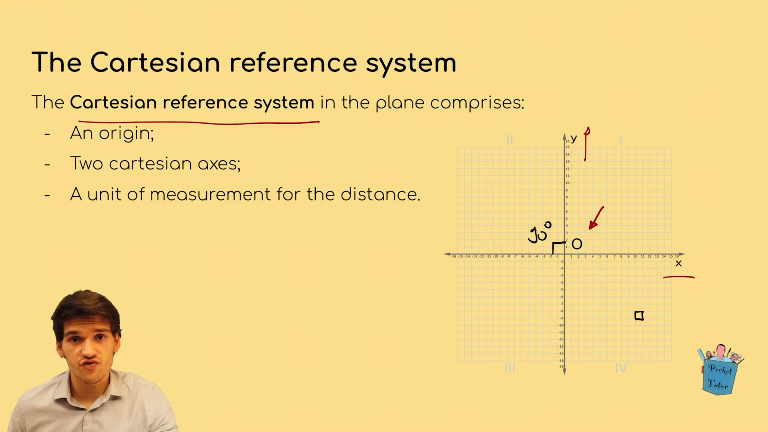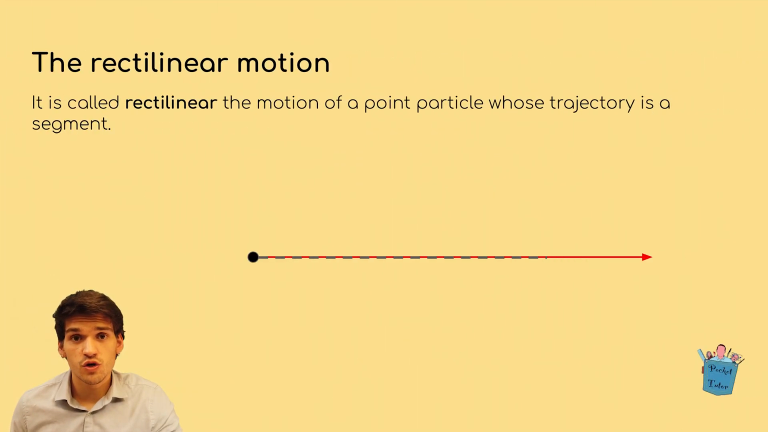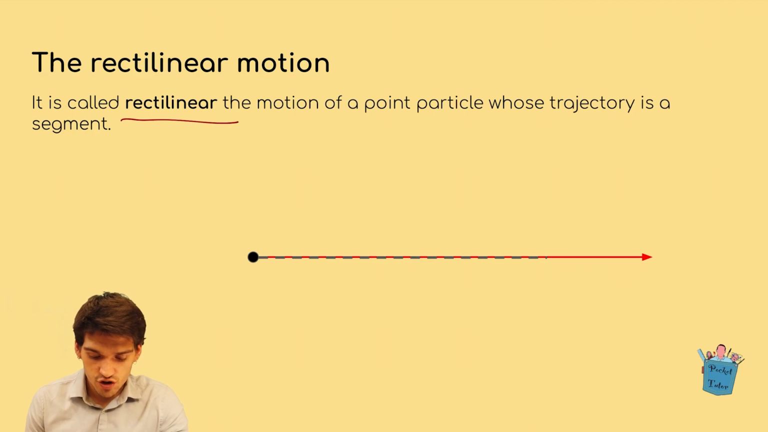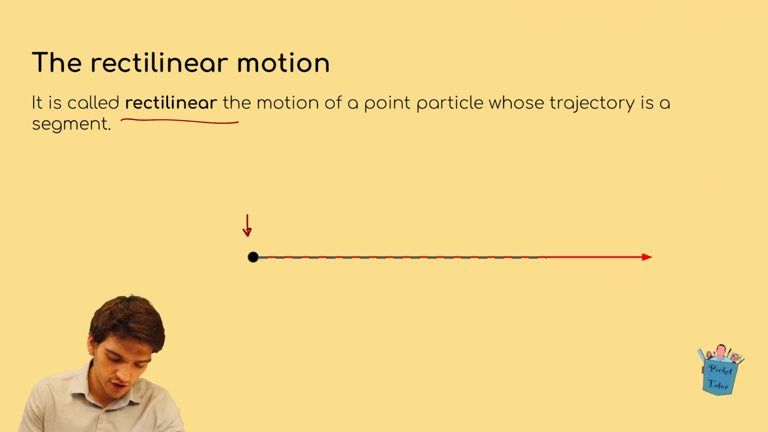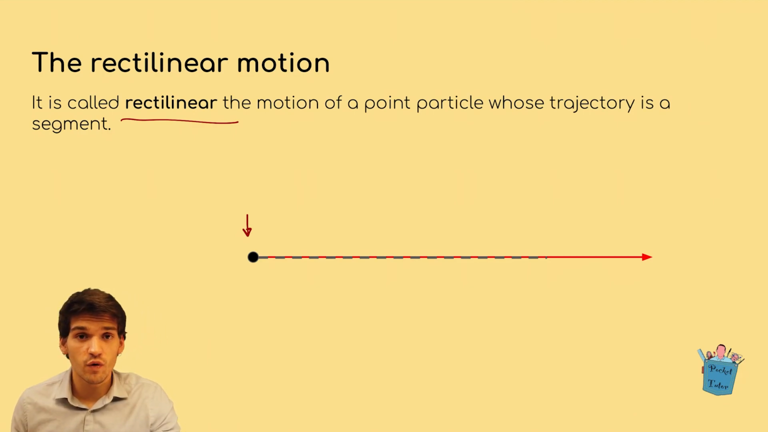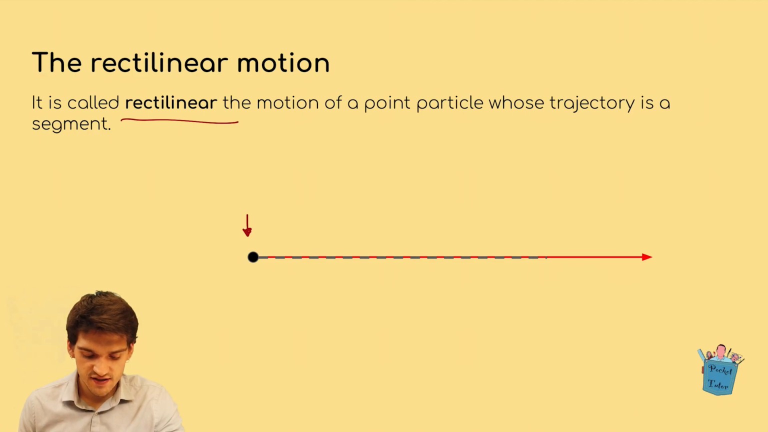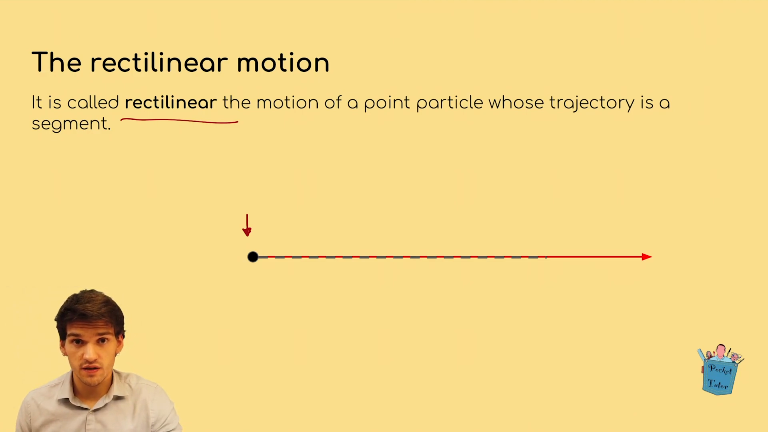Once we have all these 3 things, we have a reference system, and which is the most simple motion that a point particle can have? This is the rectilinear motion. It is called rectilinear motion, the motion of a point particle whose trajectory is a segment. This means that this point particle here, that is the simplification of our body, in this case our Cybertruck, has a trajectory that is given by a segment. So it is a straight line, and in this case we're not talking about velocities, since the velocity can change, but the rectilinear motion means that it's moving along a straight line.